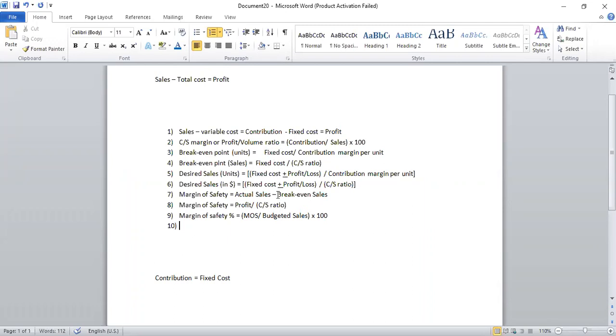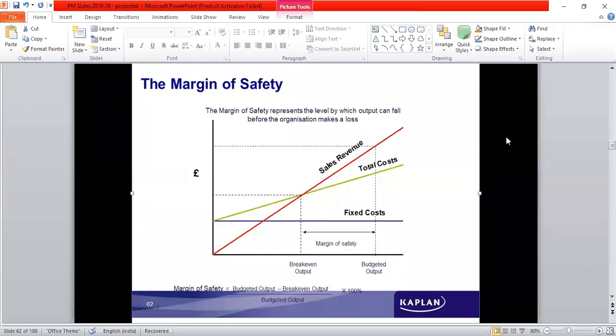Fine. I hope you are able to understand this one. I am clear with the explanation part of these formulas. Yes, ma'am. Okay.